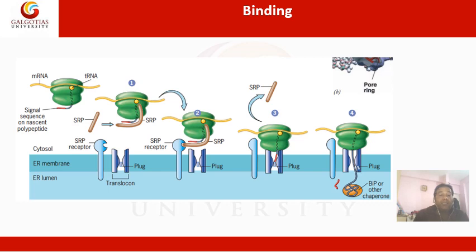And when this nascent polypeptide combines with the signal recognition protein, it will help the whole complex to bind with the ER membrane. And once the signal recognition protein binds with the signal recognition receptor, then what will happen? The signal recognition protein will get detached, and the process of protein synthesis will take place inside the ER lumen, meaning the polypeptide will now get internalized inside the ER lumen.